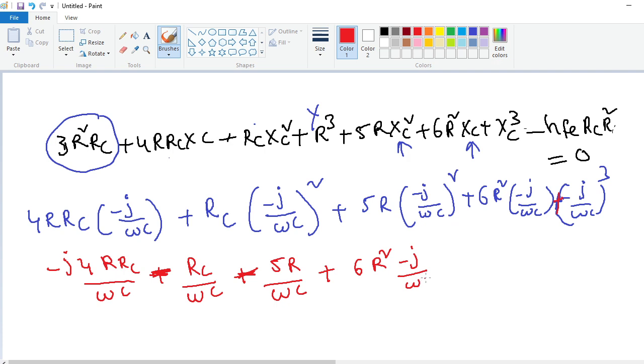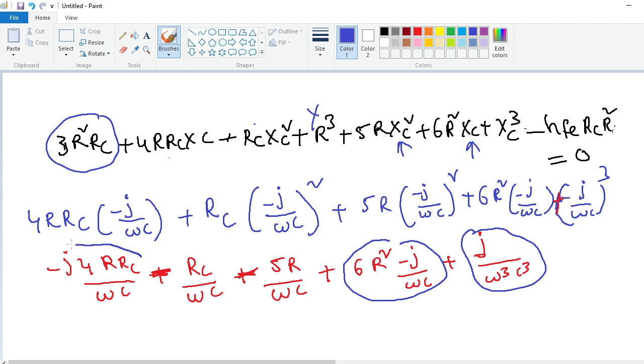Minus J divided by omega C plus minus J by omega C whole cube. So minus J divided by omega C cube. So omega cube and C cube, minus J whole cube. So minus cube is equal to minus, and J cube is equal to J square into J, that means minus 1 into J. So minus J, so minus of minus becomes plus J cube plus J. Okay, so what are the imaginary terms? That means the terms associated with J. So this is the imaginary term, this is the imaginary term, this is also an imaginary term.